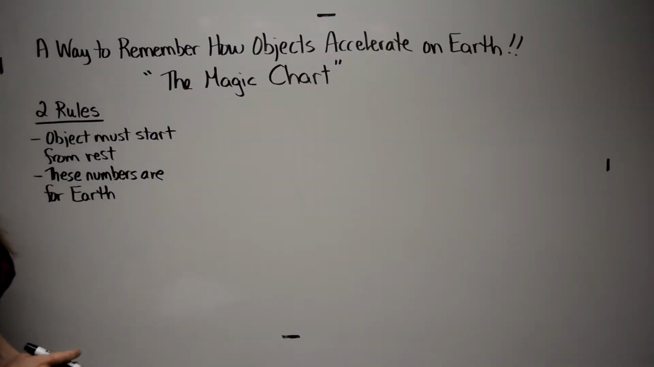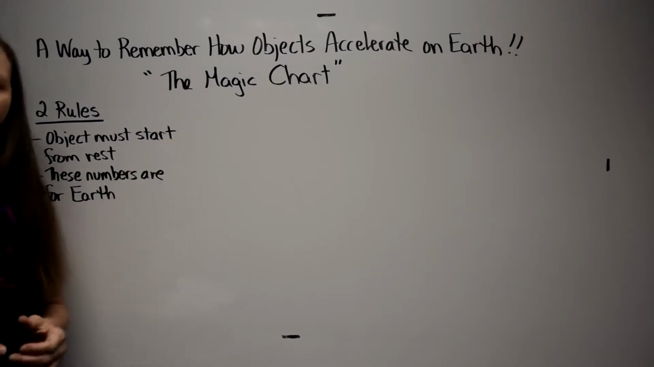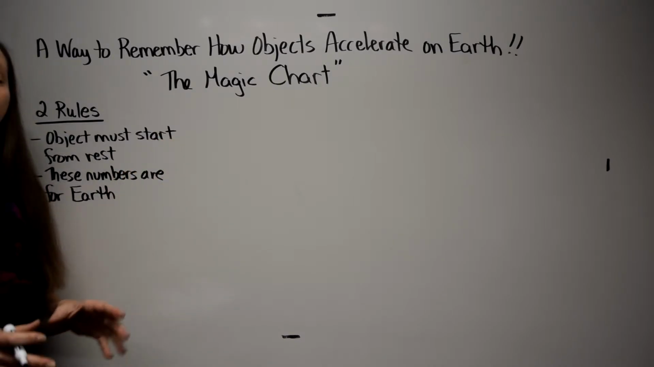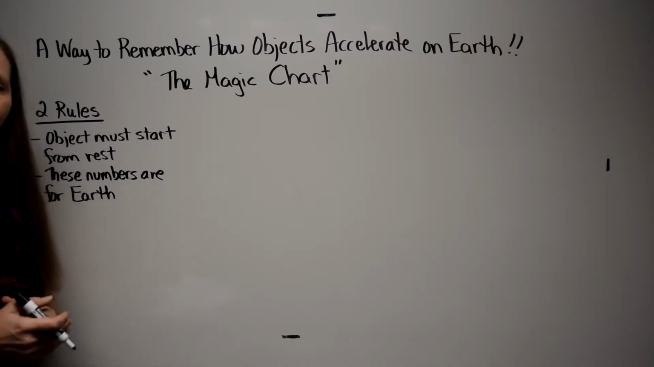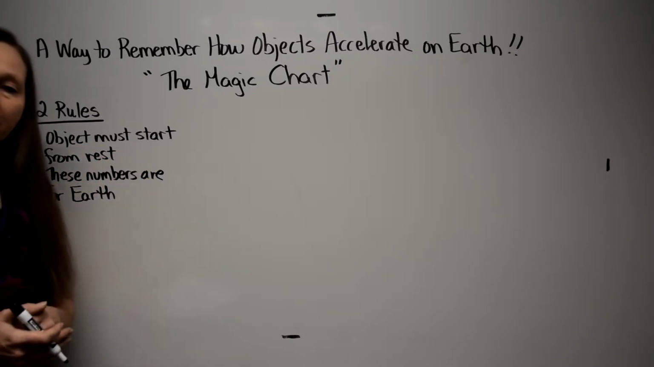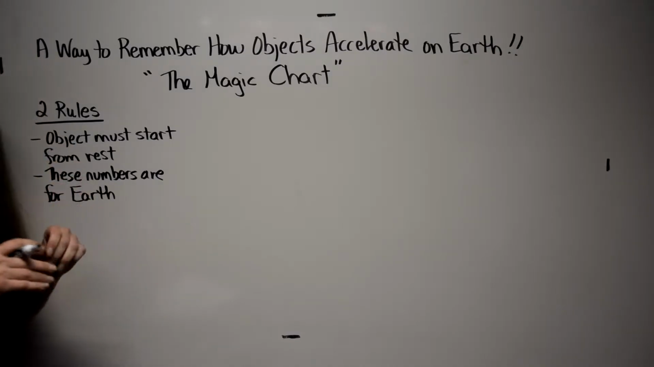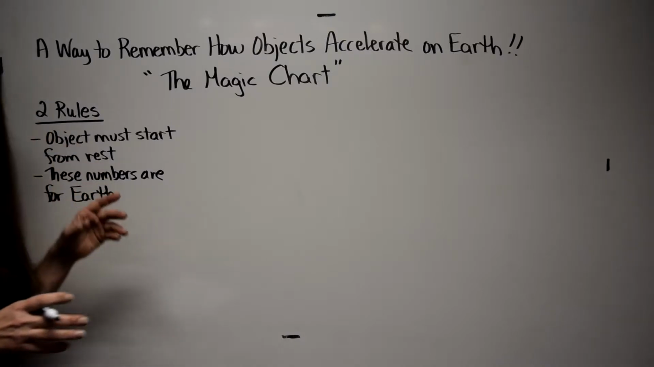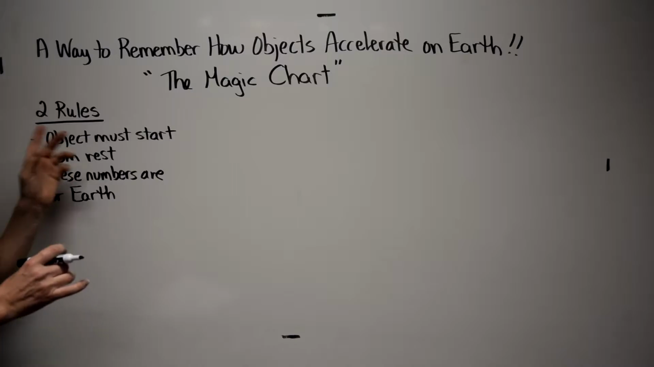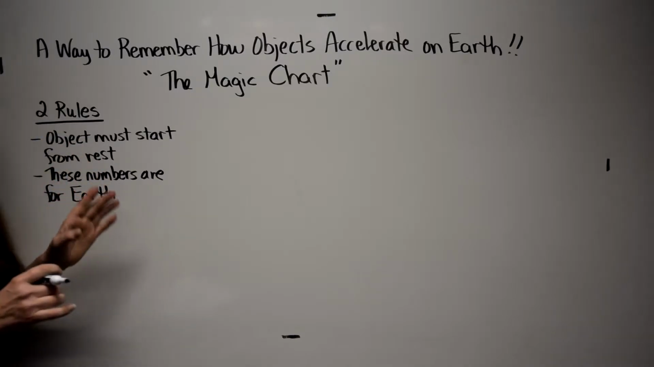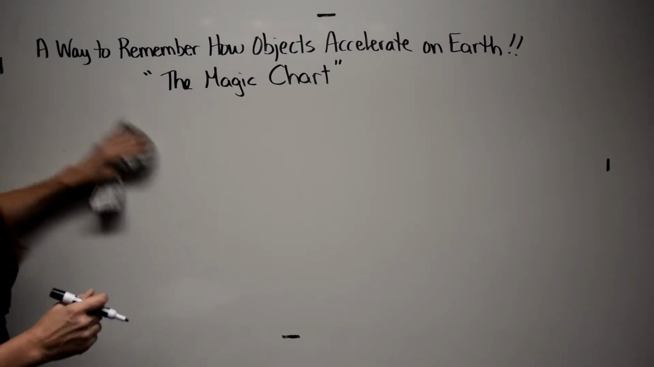Now, a quick and easy way to remember how objects accelerate on Earth is to use the magic chart. You should memorize how to construct the magic chart and how to use the magic chart, what the numbers are for, let's say, the first 6 seconds of an object's fall. 2 rules for starters. Now, you can bend these rules a little as you get better at this, but 2 rules just to get started. The object must start from rest, and these numbers are for Earth. Right? Keep those 2 rules in mind.